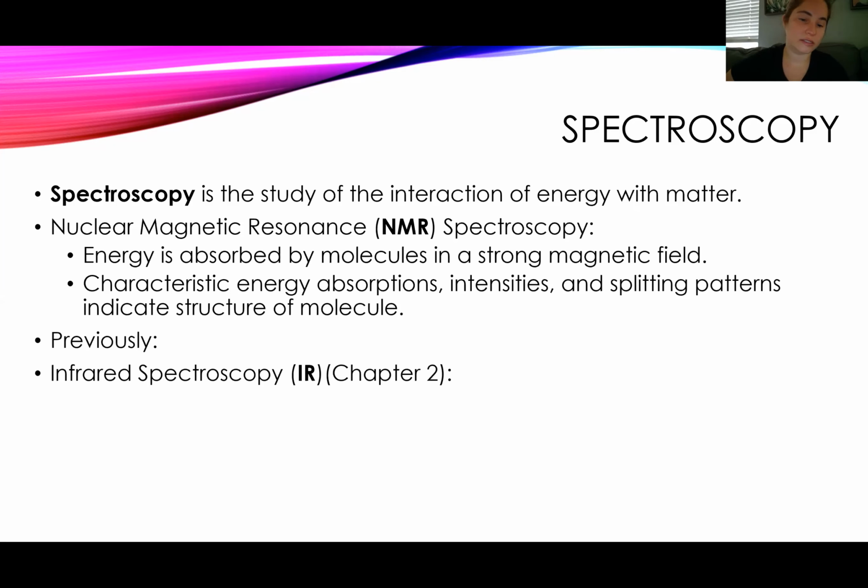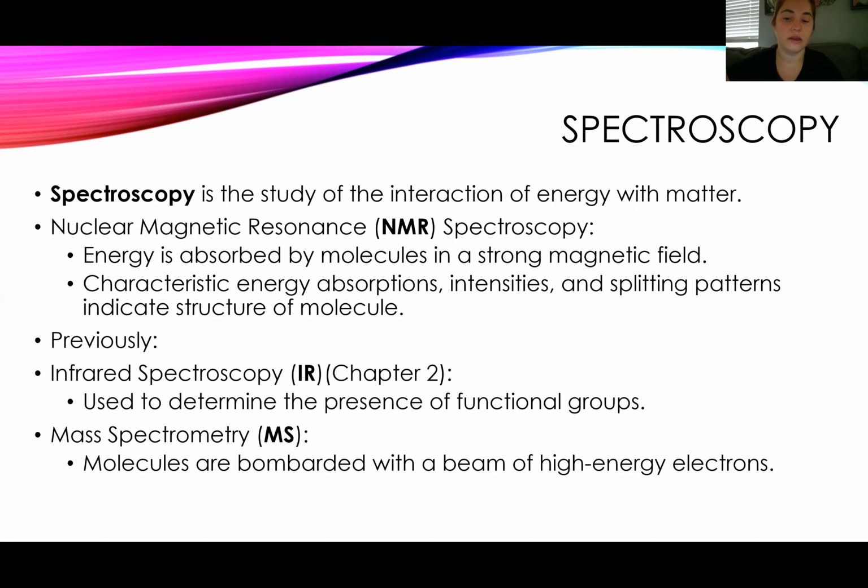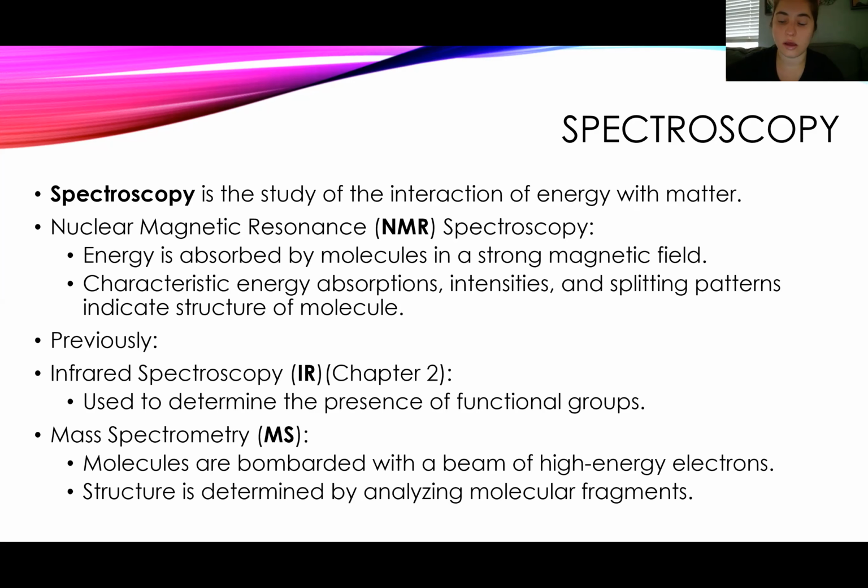Previously, what we saw was IR spectroscopy. We use this largely to determine the presence of functional groups. And then we had mass spec, which had molecules bombarded with the beam of high energy electrons, and we were able to determine the molecular weight of a compound and also analyze fragments, which we didn't focus on too much. We mostly looked at the molecular weight, but fragments can also help.